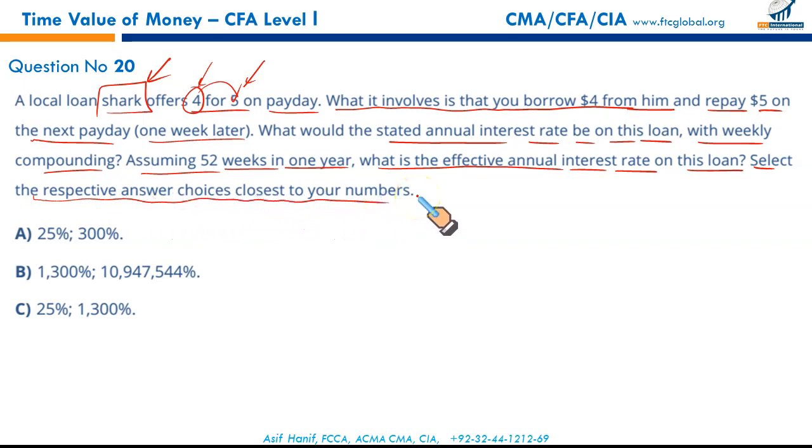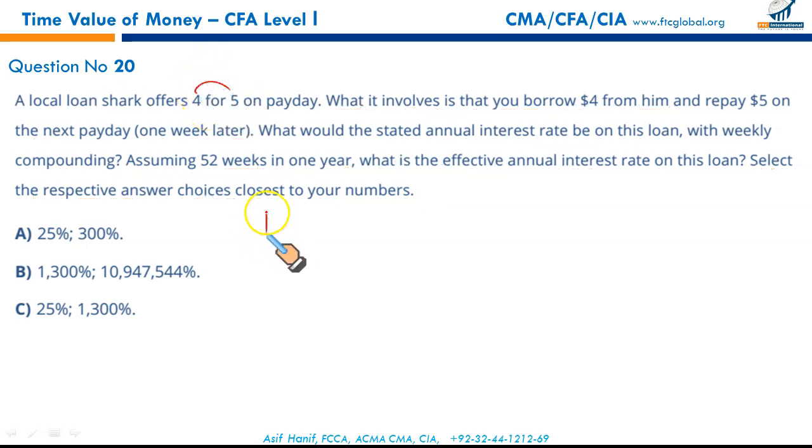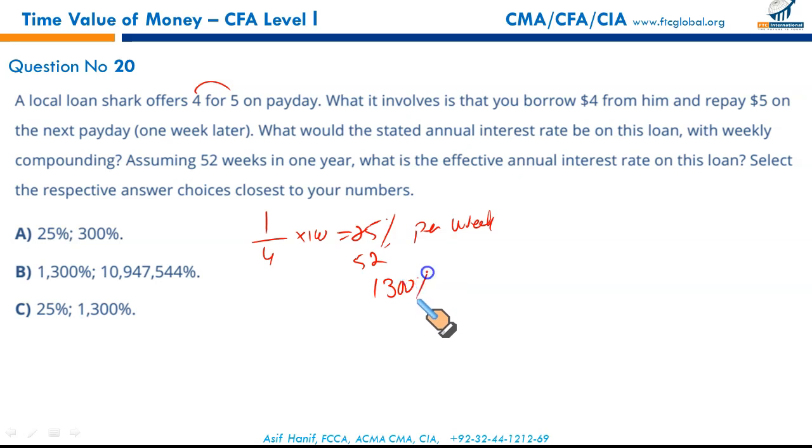First of all, you are paying an interest of $1 for a loan of $4. So 1 by 4 times 100 is 25% for 1 week only. That is 25% per week. Very high. How many weeks are there in 1 year? 52 weeks. So 25 times 52 gives you 1300%. This 1300% is the annual percentage rate. Look no further, click B and move on.